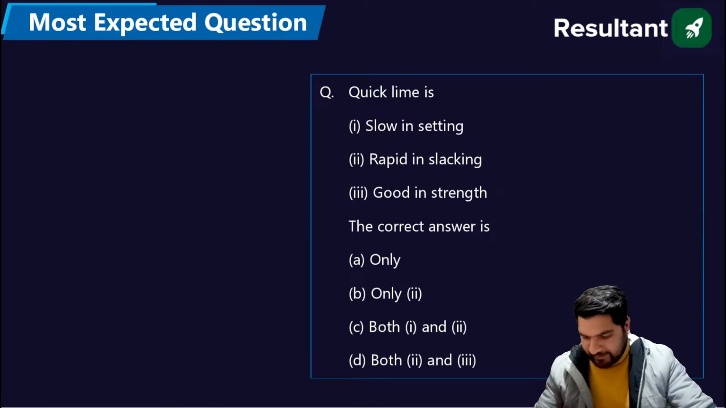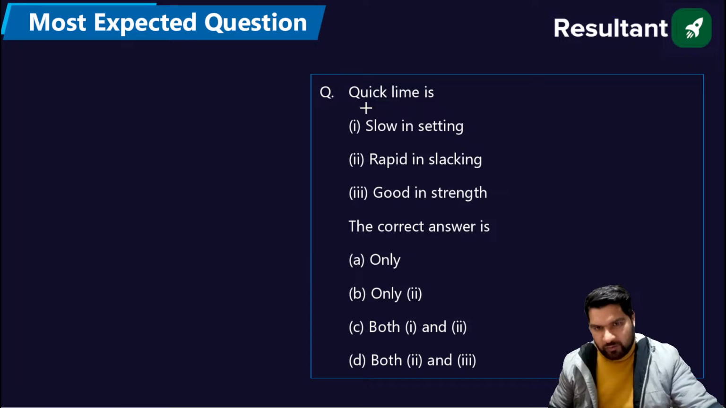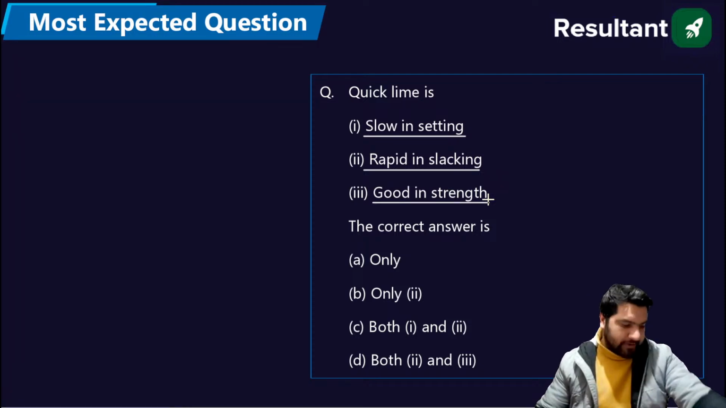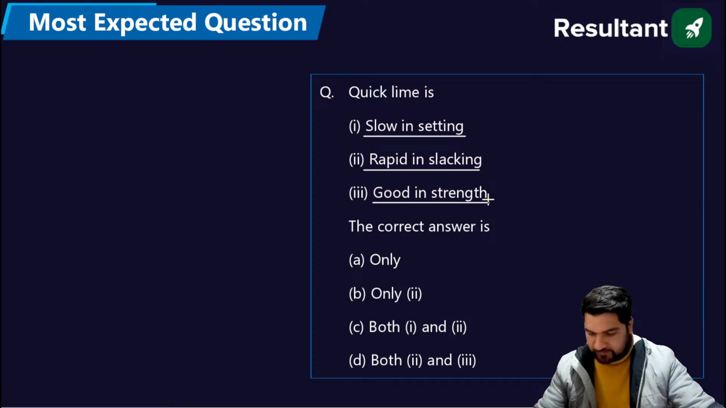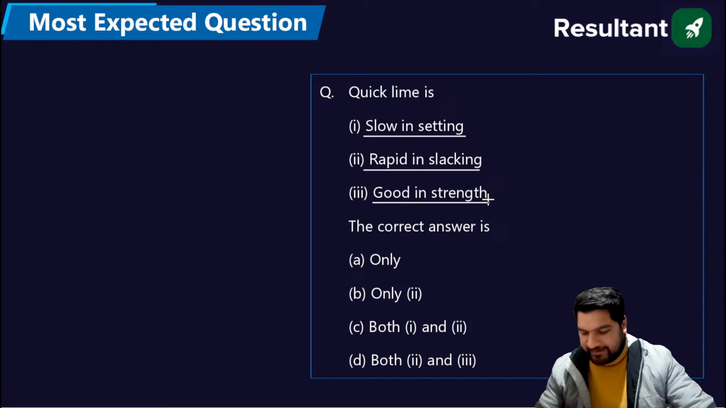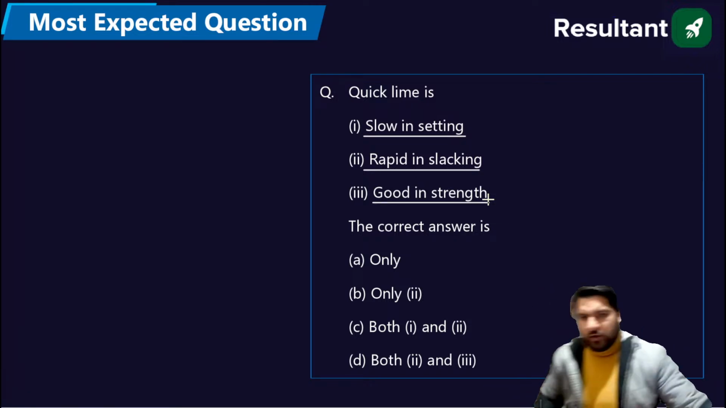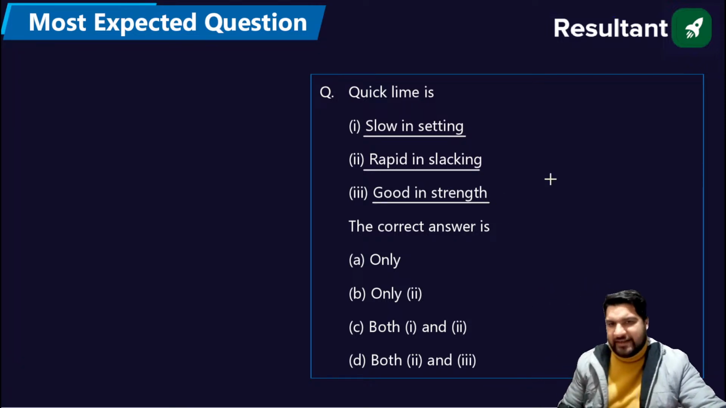We have quicklime. So what is the property related to quicklime? Anyone? One of the disadvantages of quicklime is that it sets slowly. So the setting is slow.